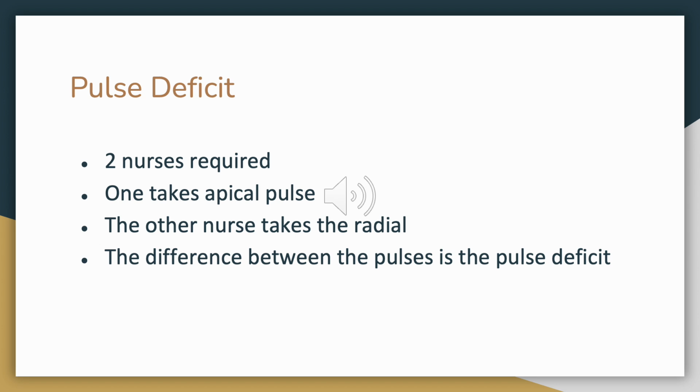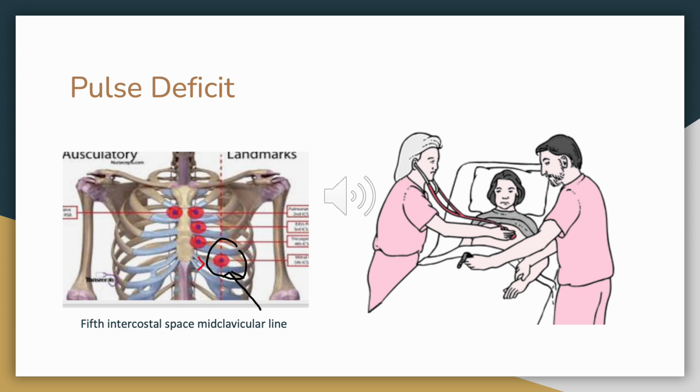Okay, on this slide, I have a skeleton diagram that shows you where the PMI is. At the 5th intercostal space, mid-clavicular line, and remember it's on the left side. And then this next picture is 2 nurses assessing for a pulse deficit. So one checks the apical and one checks the radial pulse. And then they subtract the radial from the apical, and that will be your pulse deficit.